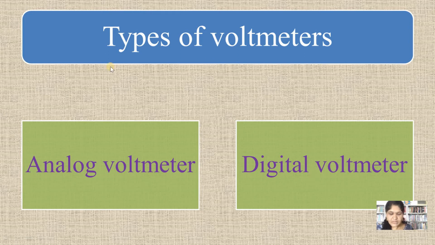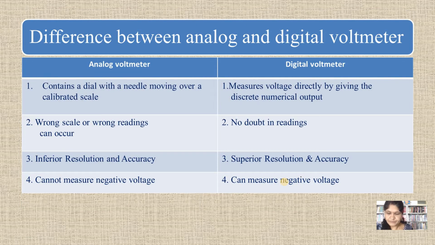The difference between these two is that the analog voltmeter gives us the reading of the voltage on a scale, and there will be a pointer, and that pointer will be deflected over the calibrated scale. Whereas the digital voltmeter is going to give us the direct reading, which means it provides the discrete numerical value of the voltage. This is the difference between analog and digital voltmeters.